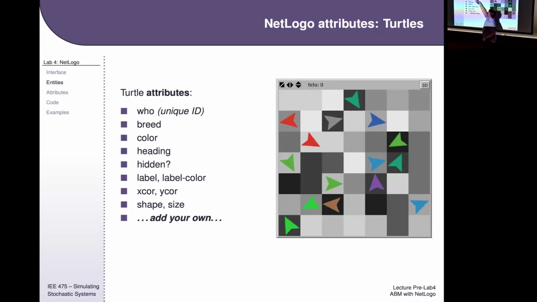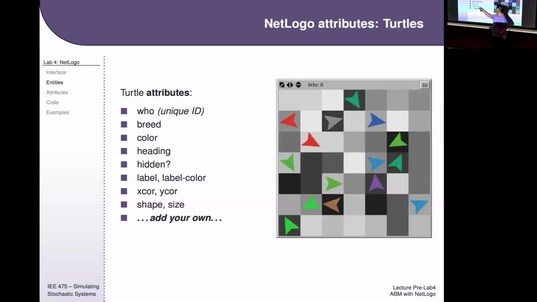And then visual things: color, heading, where is it actually pointed in your sim? You can hide them. Sometimes it's actually useful to have agents that are moving around behind the scenes that the observer can't see, but you're making use of that agent. You can label them. You can update their coordinates so you can move them around. You can change their shape to be different. This is the classic turtle shape, but they could look like ants, could look like cows. You can draw your own shapes, and then you can scale them up and down and so on. And then you can add whatever you want on top of that.